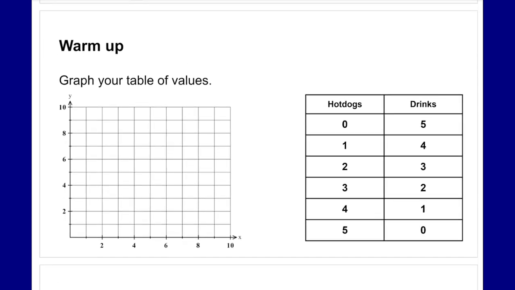So let's graph it. So we're at 5, 1 and 4, 2 and 3. So this is our linear relationship. We have drinks on the side, and we have hot dogs on the bottom. So all we're doing is just graphing the points.